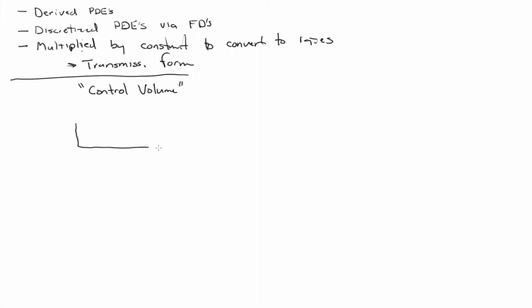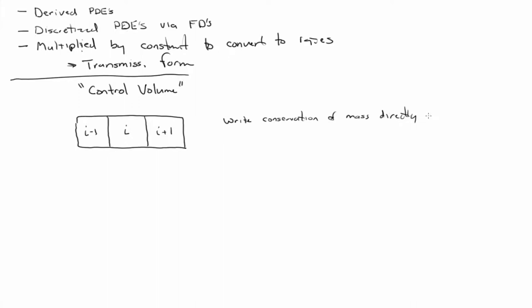Okay. So we're going to look at three grid blocks. Each of these grid blocks we'll call a control volume. The center one we'll call control volume I. This will be I minus 1, and this will be I plus 1. And we want to write conservation of mass directly on grid block I.